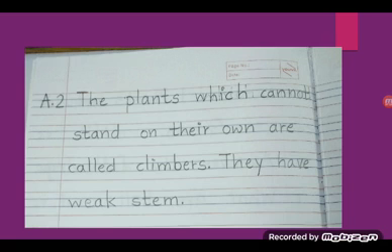Now children, if you can see in the second line, I have written 5 words. Stand on their own are. Why can I write 5 words? Because one word is small.